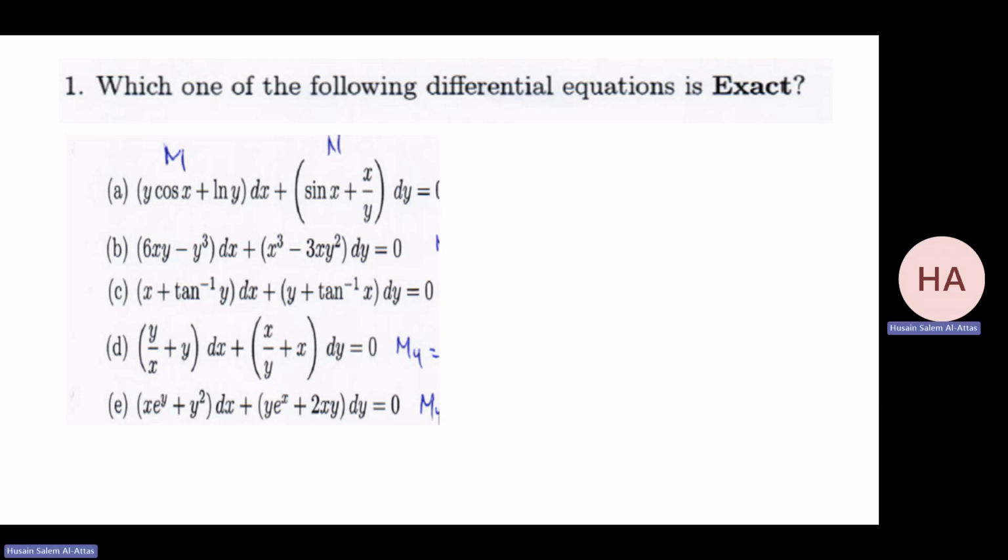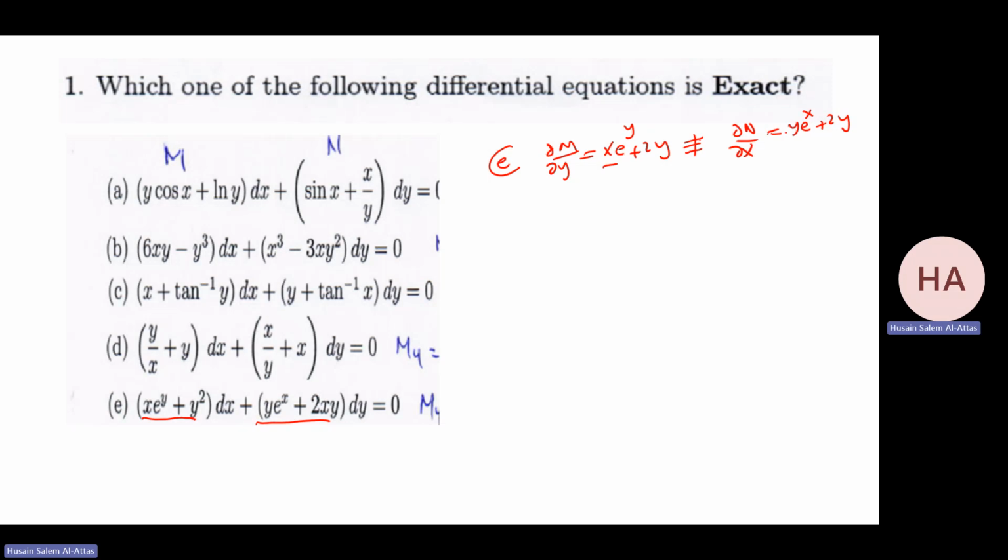Let us do it one by one, backward. Partial m with partial y, it will be what? x e^y plus 2y. Partial n with partial x, I'm talking about e^y, that will be y e^x plus 2y. Correct? Which is, they're not equal.